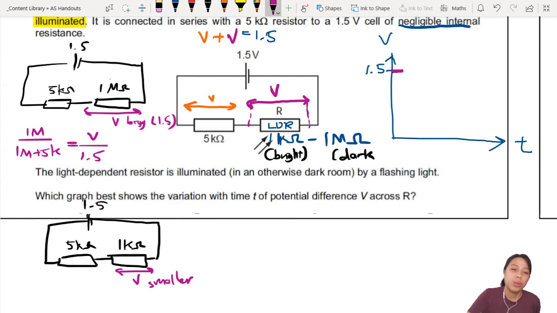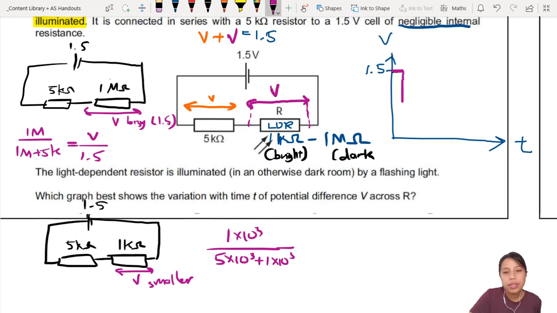If you want to calculate, sure, we can do a calculation so you can see what I mean. So you know it is going to drop, but how much? It will drop to a certain height, or it could be either A or B. Let's calculate and see. So 1 kilo ohm over the total resistance will be 5 plus 1. This is the resistance over the total resistance equals the potential drop across it over 1.5.